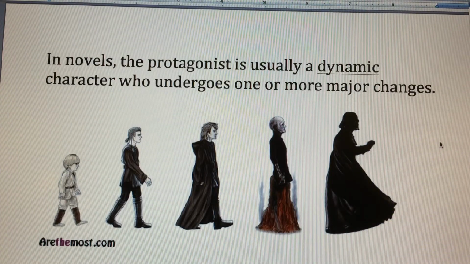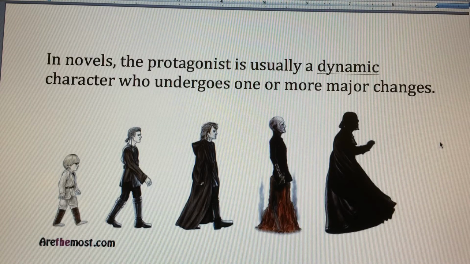the way it's used as an adjective, we can use it to describe a character who changes a lot over the course of a novel. So your sentence of the day is, in novels, the protagonist, the main character, is usually a dynamic character who undergoes one or more major changes. Okay? So here, dynamic is meaning just changing.